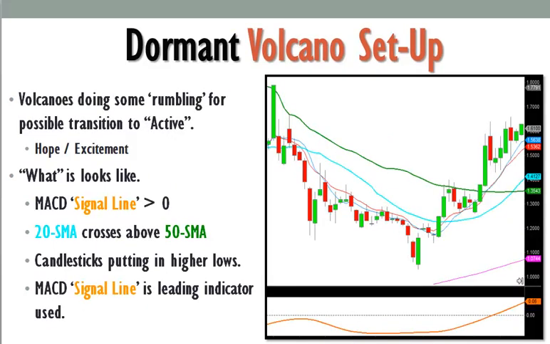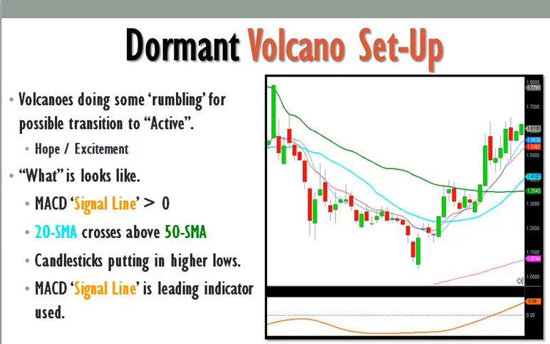The next type of setup is going to be our dormant volcano classification, and this is one that we're going to have interest in as we go through the course. This is one where the volcano starts to do some rumbling. Maybe there's some minor little earthquakes. It's getting the chart geologists, it's piquing our interest a little bit. I mean, still need some more confirmation, but hey, you know what? This volcano is not dormant. It's rumbling a little bit, so maybe something is about to happen.